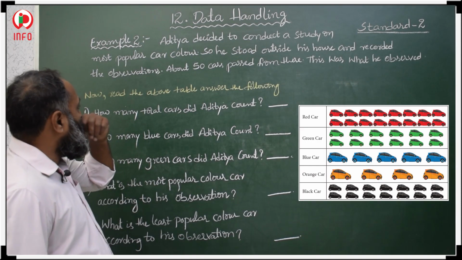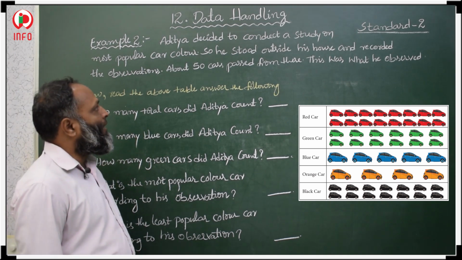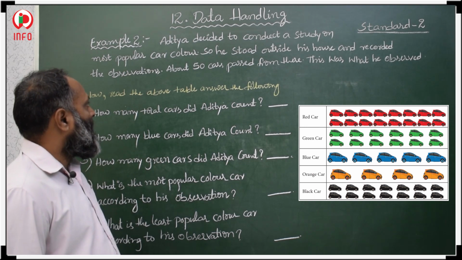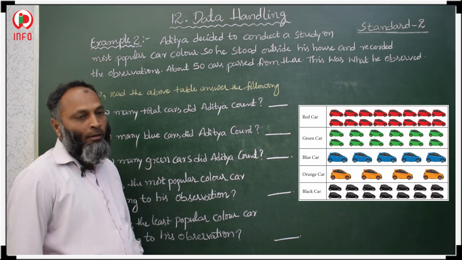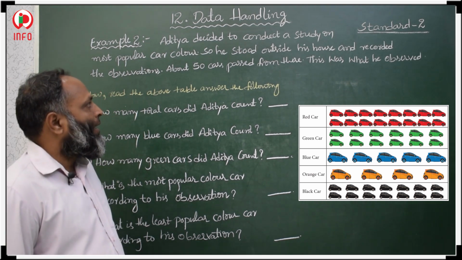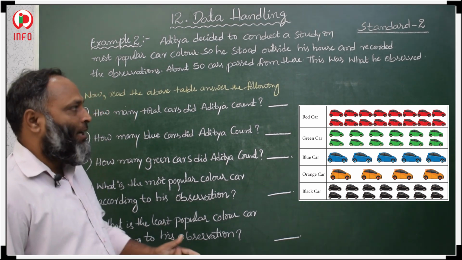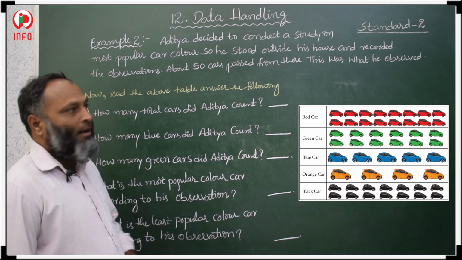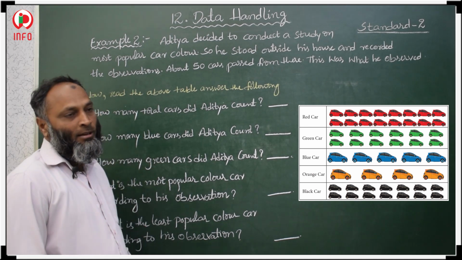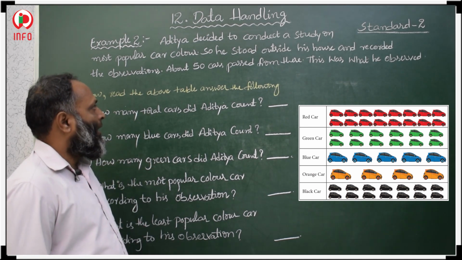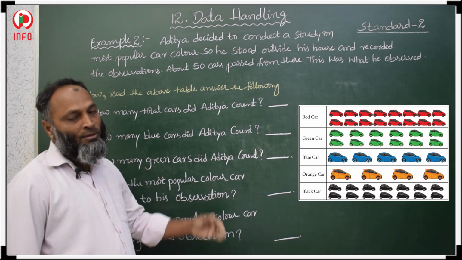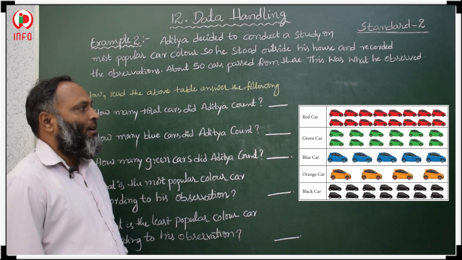Now students, see here in example 2, what is given? Aditya decided to conduct a study on the most popular car color. So what did he do? He stood outside his house and recorded the observation. Whatever he is observing, he recorded. He recorded about 50 cars that passed from there.